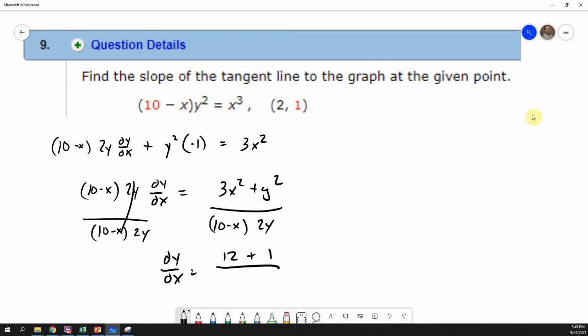On the bottom, I'm going to have 10 minus x, so that's 10 minus 2, which is 8, times 2 times 1, so times 2. So we get 13 over 16. And that's our final answer.